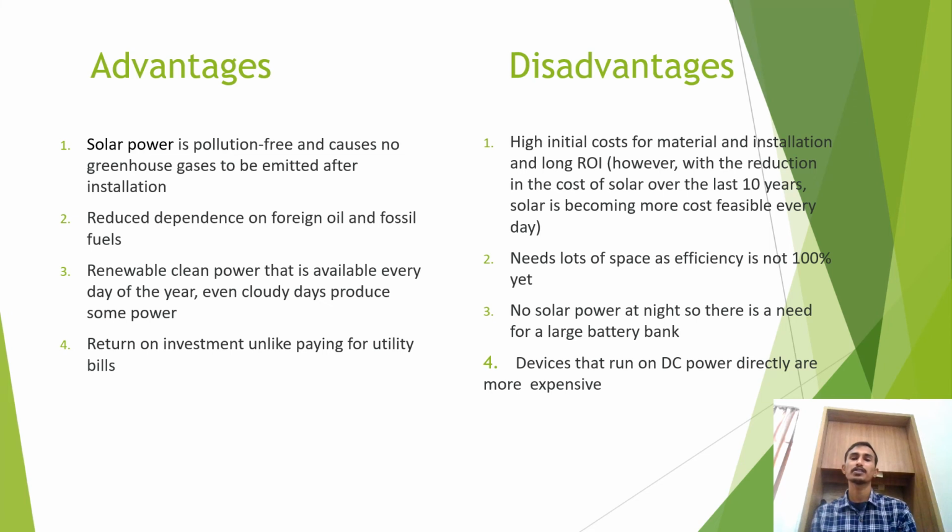Advantages and disadvantages of solar power plant. Advantages: solar power is pollution free and causes no greenhouse gases to be emitted after installation. Reduced dependence on foreign oil and fossil fuels. Renewable clean power that is available every day of the year. Even cloudy days produce some power. Return on the investment, unlike paying for utility bills.